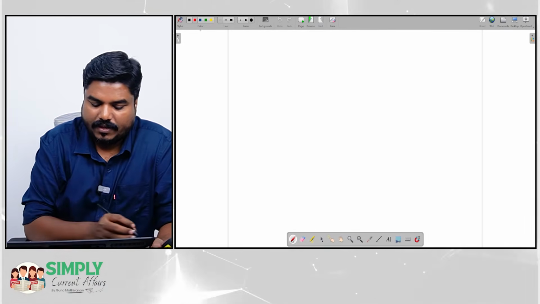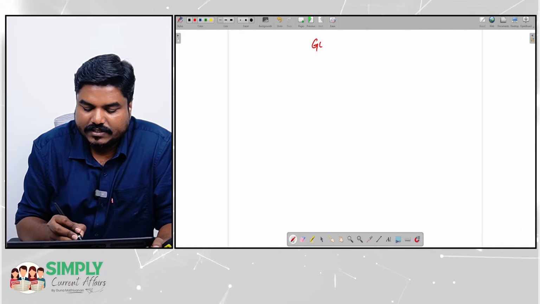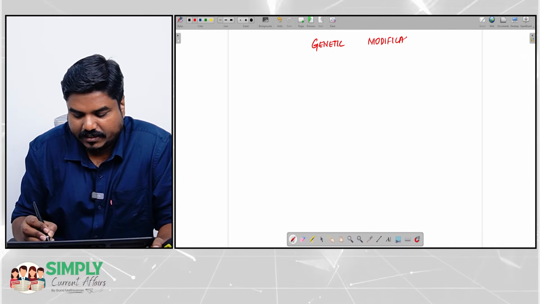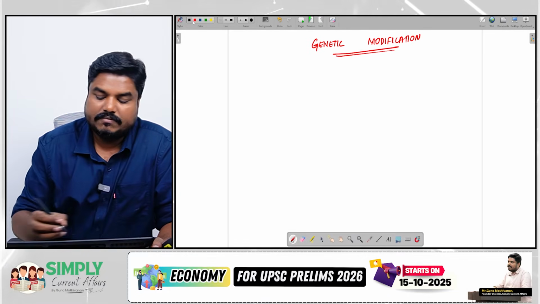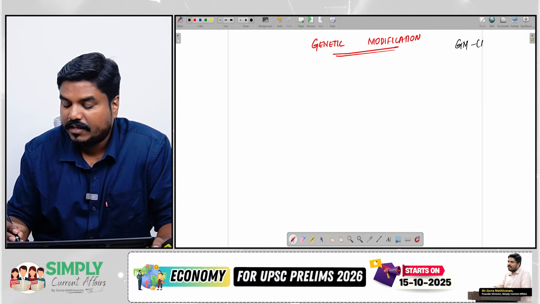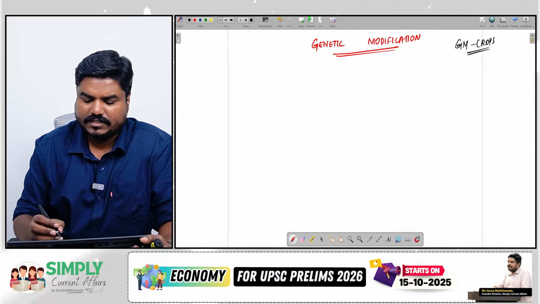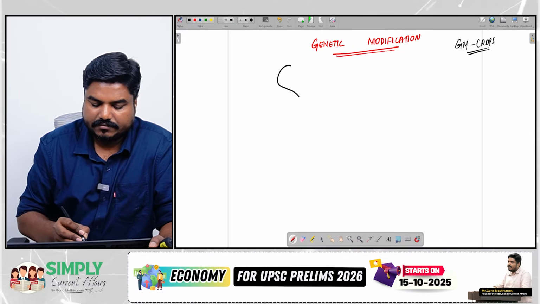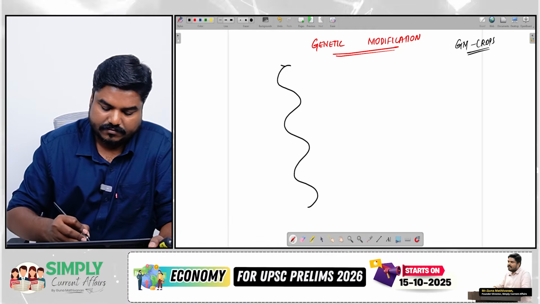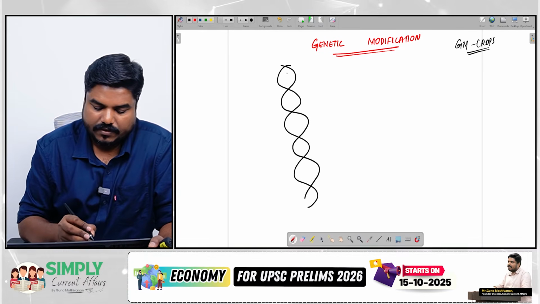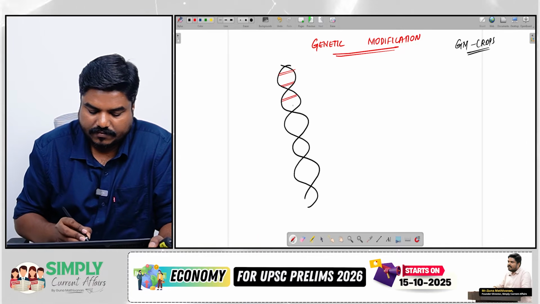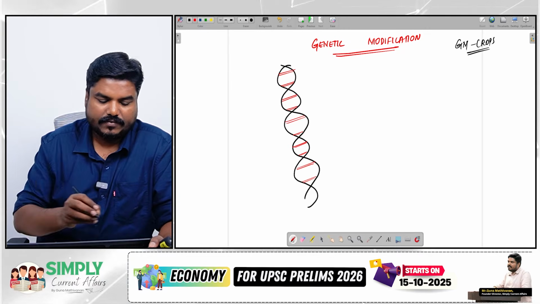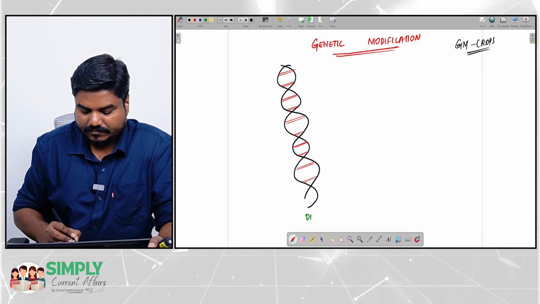So now we will try to understand what is this genetic modification. We come across this term, GM crops, genetically modified crops. So what is genetic modification? Now let us take a DNA. So this ladder-like something which I am drawing, that refers to the base pairs. Now I said this is DNA.